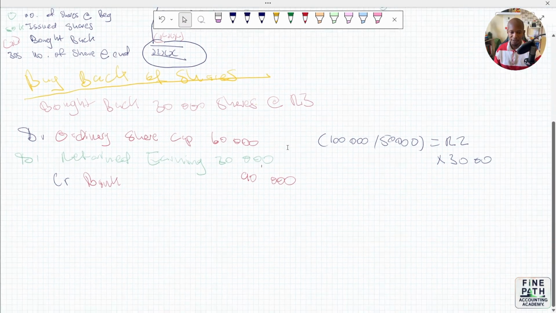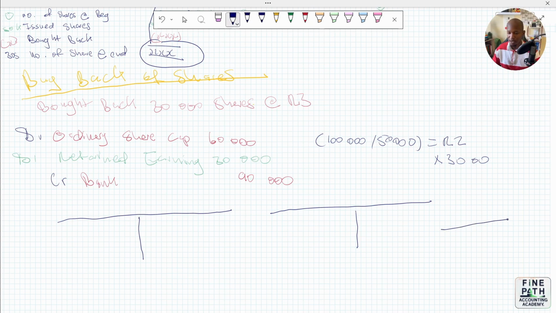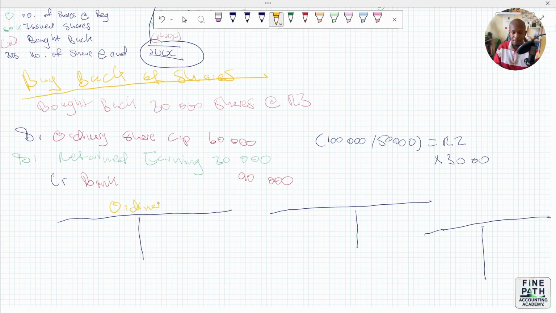So I also want us to look at this in the form of T accounts and see how it would apply. Let's have our T accounts there. Different pen. I want to have 3 T accounts, that's going to be 1, and then let's include a third one. Okay, maybe here. Cool. So this is going to be our ordinary share capital, this is going to be our bank, and this is going to be our retained earnings, because we have 3 accounts there.